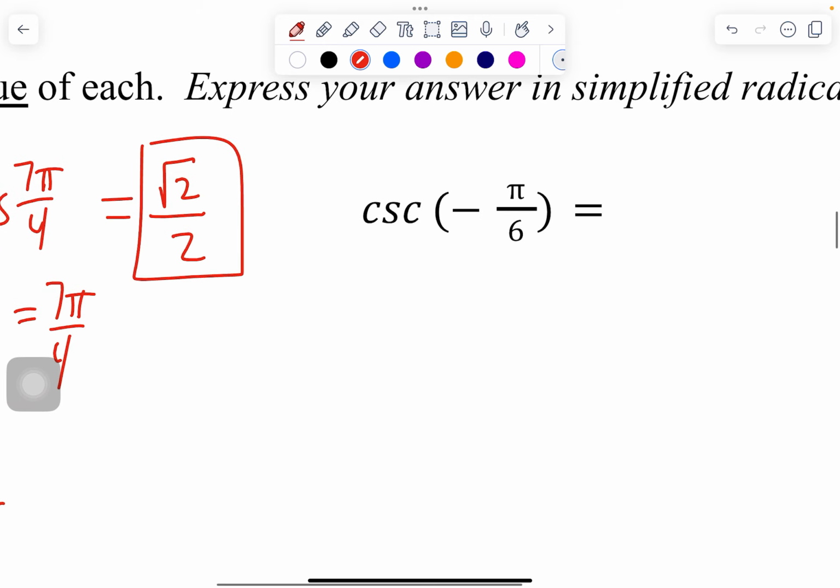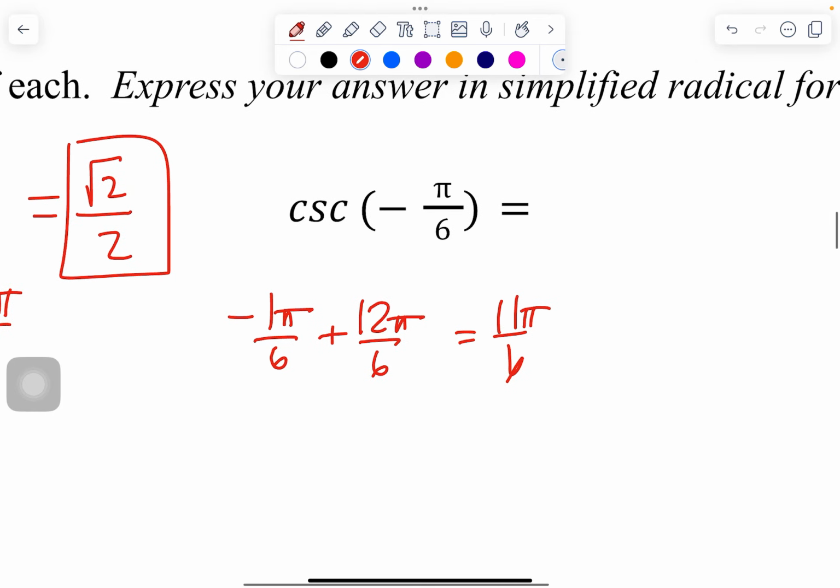What about cosecant of negative pi over 6? Well, negative pi over 6 is not on the unit circle. So if I go negative 1 pi over 6, I'm going to have to add 12 pi over 6 to it, which is the equivalent of 2 pi, and I end up with 11 pi over 6. That means cosecant of negative pi over 6 is equivalent to cosecant of 11 pi over 6. It means the same thing as negative pi over 6.